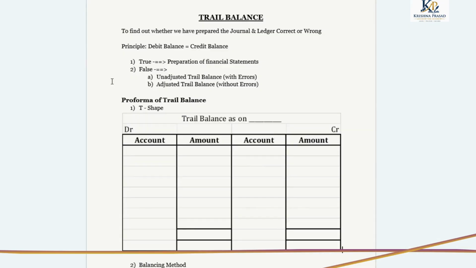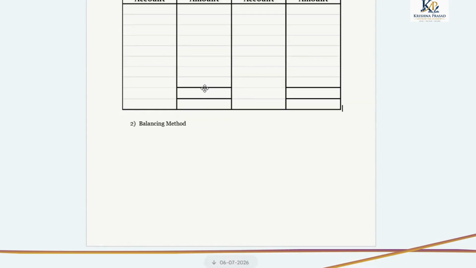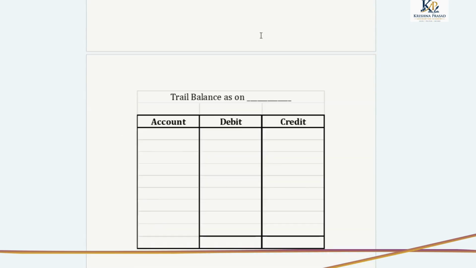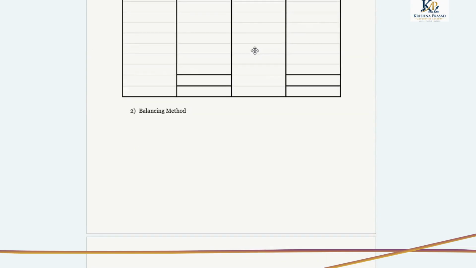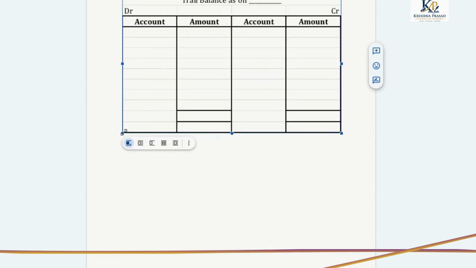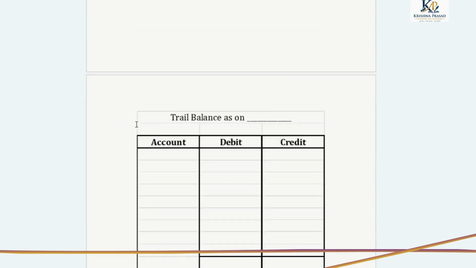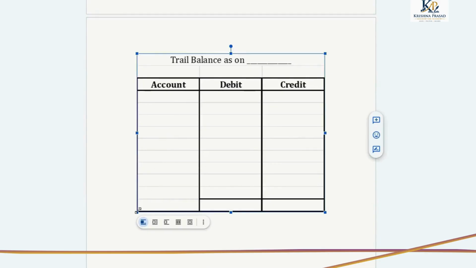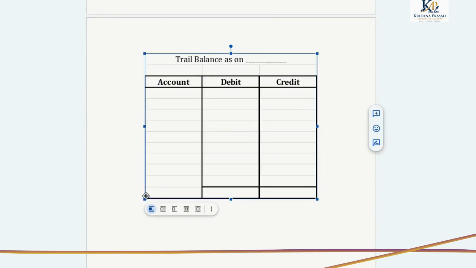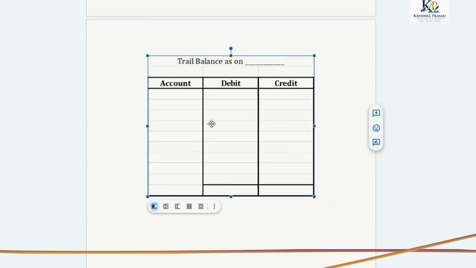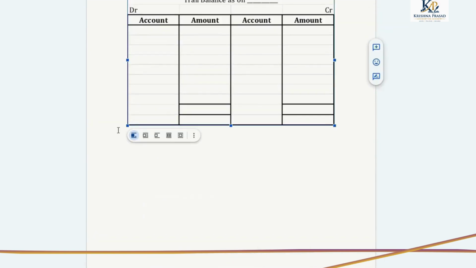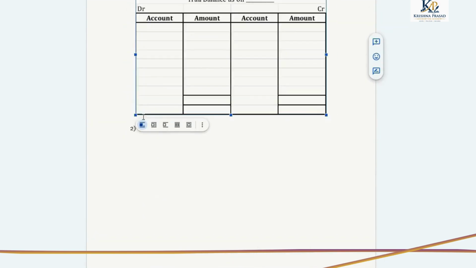This is the T-shape method. And the next one will be the balancing method. Whichever method you require, you can go with the preparation. But my better suggestion is the balancing method, because it will be very easy to find out the debit and credit balances.